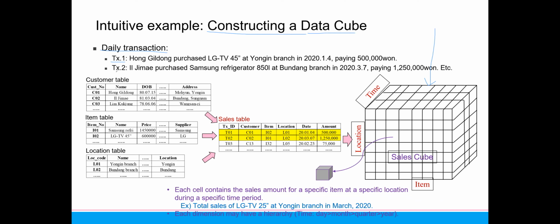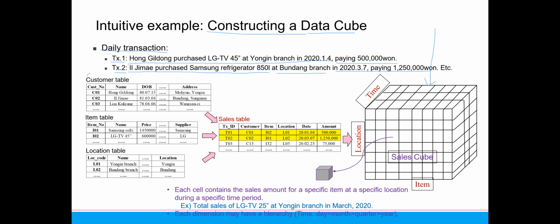TX1 is the transaction number 1. TX2 is the transaction number 2. Let's say in transaction number 1, Hong Gildong purchased an LG TV 45-inch at Yongin Brands on 2020 January 4th, paying 500,000 won. There's another person, Ilji Meh, who purchased a Samsung refrigerator 880 liter at Pundang Brands on 2020 March 7, paying 1,250,000 won. Okay.